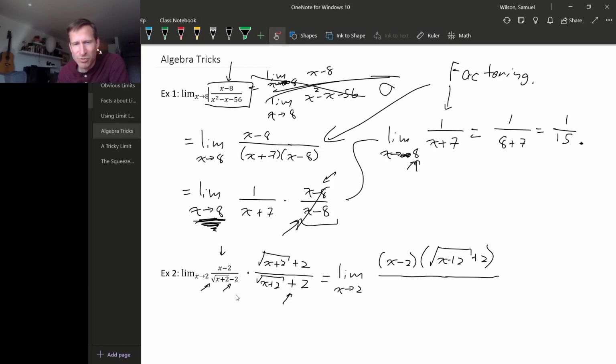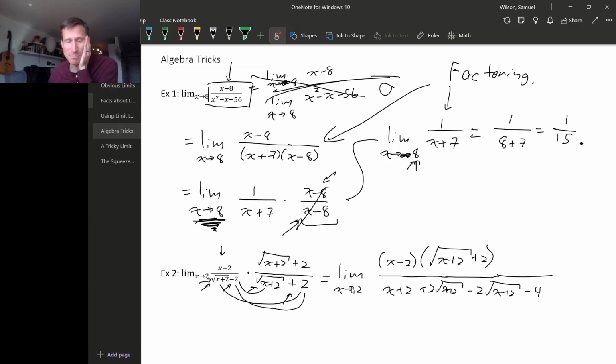Now in the denominator, we do want to multiply out because it's going to make the square roots go away. So square root of x plus 2 times square root of x plus 2, that's x plus 2. And then root x plus 2 times 2, that's plus 2 root x plus 2. And then minus 2 times square root of x plus 2, that's minus 2 square root x plus 2. And then minus 2 times plus 2, that's minus 4. All right, now you can see that by multiplying out this denominator, these cross terms cancel. And now there's no square root left in our denominator, which in general might be nice for some reason.